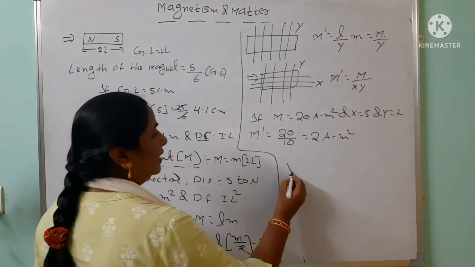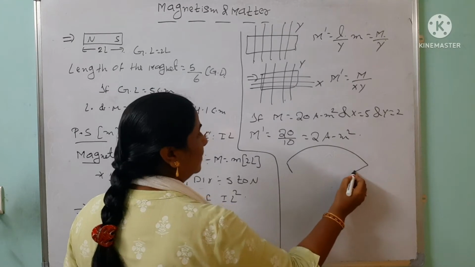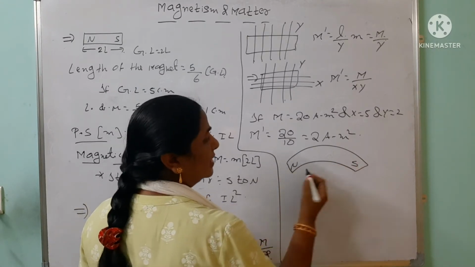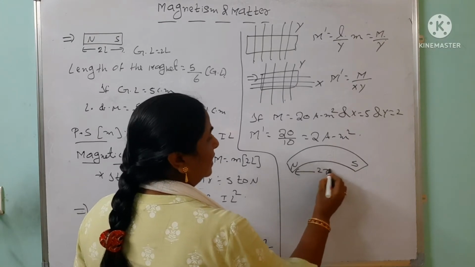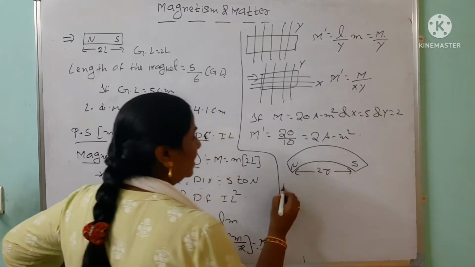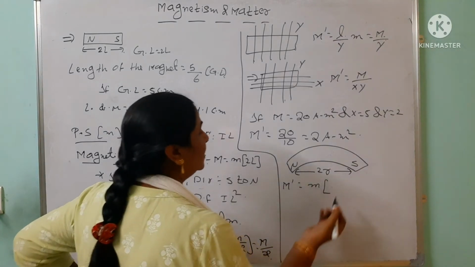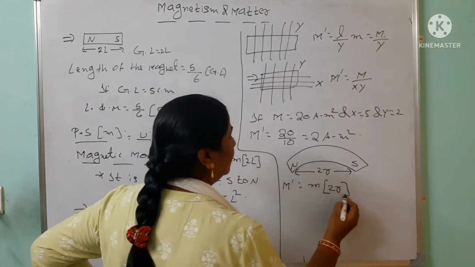Suppose you are taking one semicircular magnet. Here this is the north pole and this is the south pole. Here this distance is 2r we are taking. In this case, what is the magnetic moment? As usual, pole strength into the distance between the north and south pole, which we are taking as 2r.